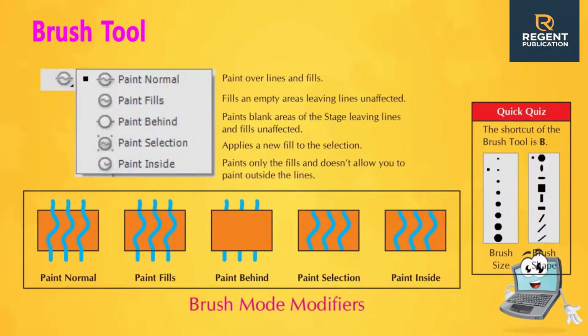Paint over lines and fills. Paints fills and empty areas leaving lines unaffected. Paints blank areas of the stage leaving lines and fills unaffected. Applies a new fill to the selection. Paints only the fills and doesn't allow you to paint outside the lines.